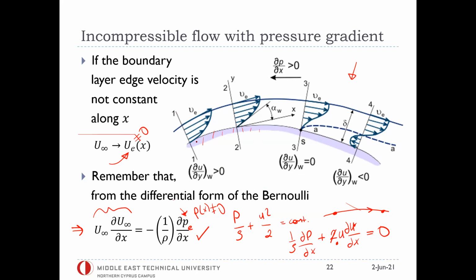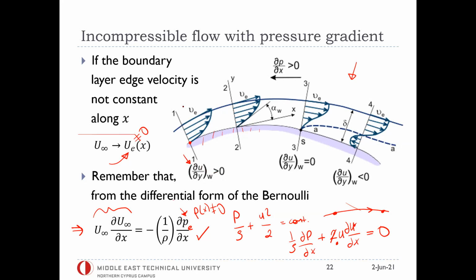Now, in the first station, we have a certain boundary layer profile, as you can see here, with a certain u edge velocity. And if you look at the gradient of the velocity profile on the surface, so du dy here, you see that it is indeed positive. So this velocity profile gives a positive velocity gradient, which gives a positive wall shear stress and all that. So this is what we have seen.